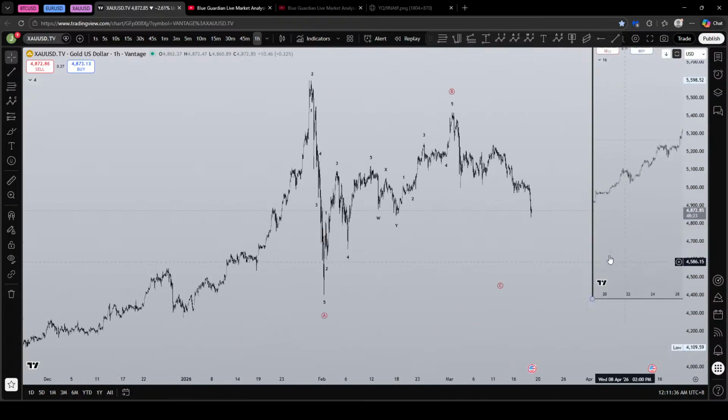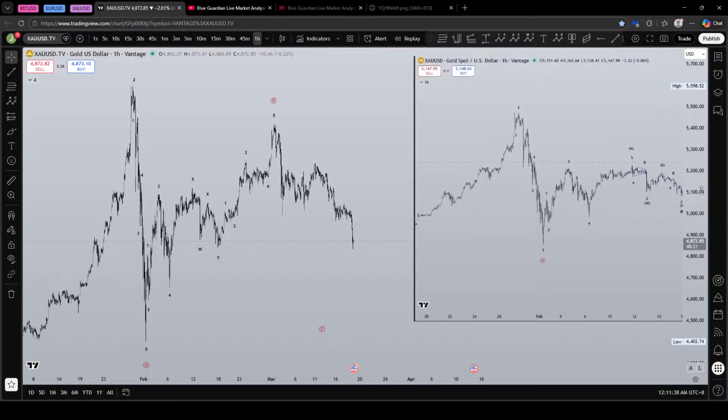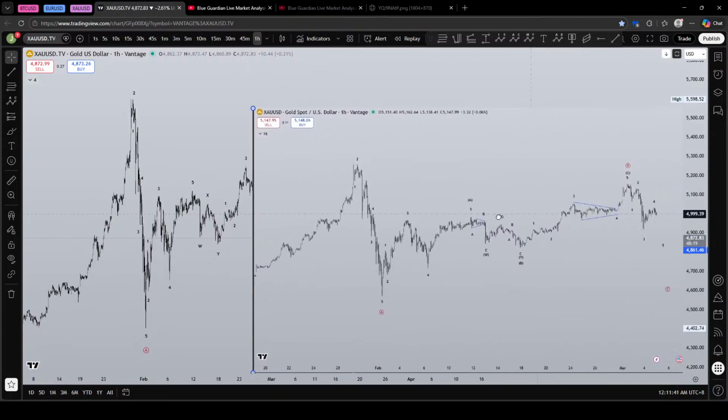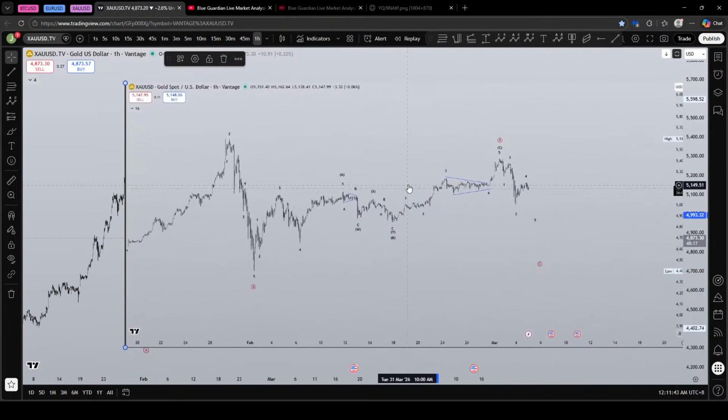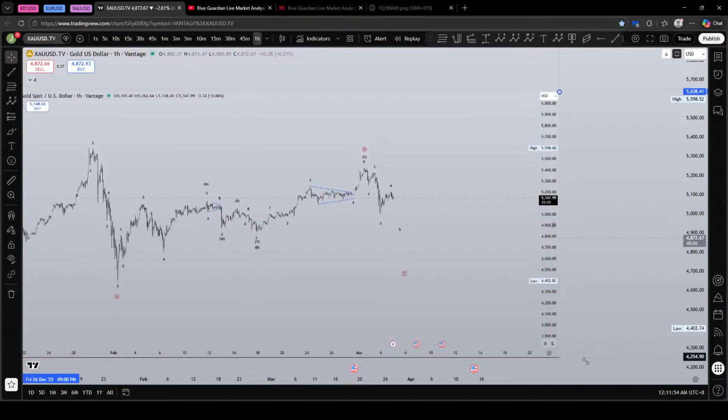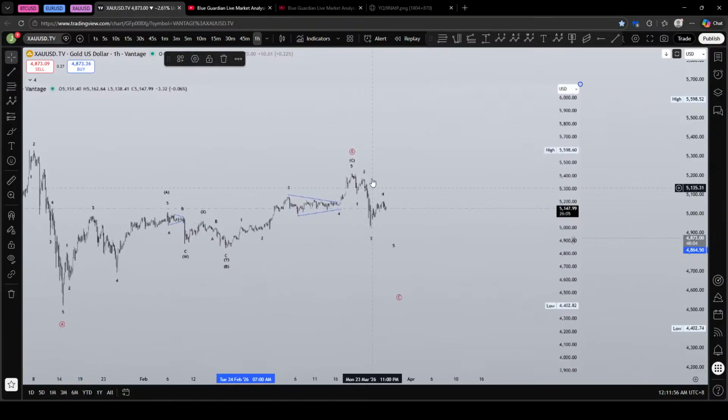Okay, now that I have replicated my previous analysis, let us now update the actual chart. Just like what I have said, I will be making some change in the counting here because of the internal waves that I have noticed were violated, the internal waves of this wave 2 to wave 3.